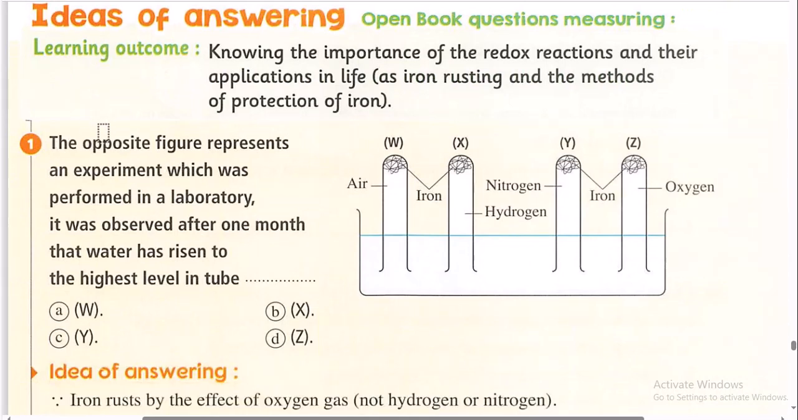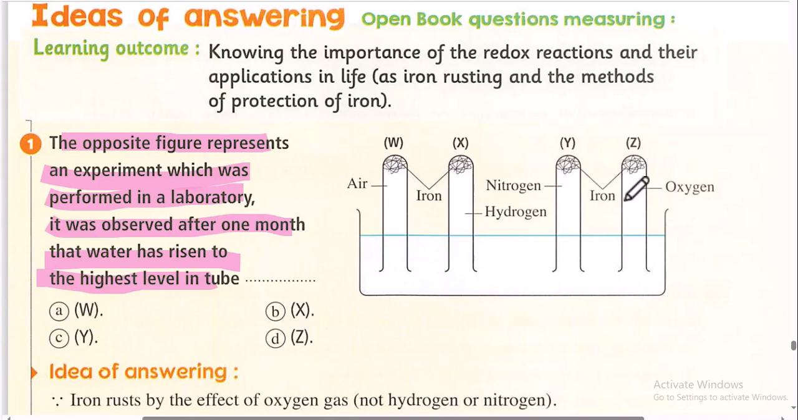We have 4 here. This is another example. The opposite figure represents an experiment which was performed in laboratory. It was observed after 1 month that water has risen to the highest level in tube WXYZ. So what is the idea of this example or this problem? The idea is, when the reaction is faster and iron goes rusting, this gas inside will shrink, as this gas is consumed in the reaction of iron with the environment.